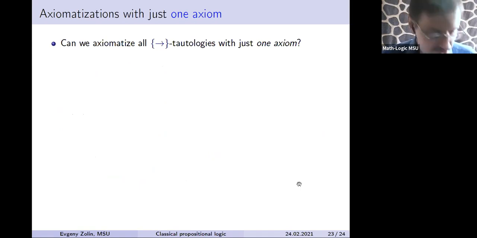Now the question is, in our axiomatic system we had many axioms, 10 or 11 or even 12. But can we axiomatize all tautologies, for example, for this one connective, with just one axiom? For implication we had 3 axioms: axiom 1, axiom 2, and Peirce's law. But can we do the same with just one axiom?